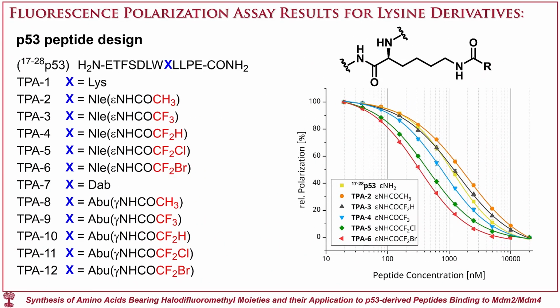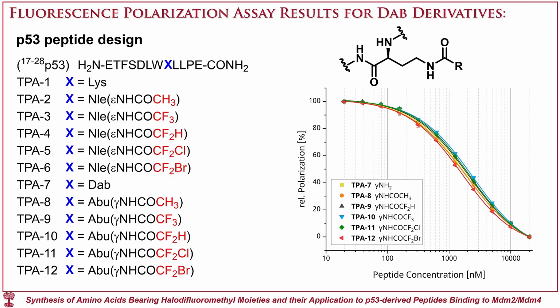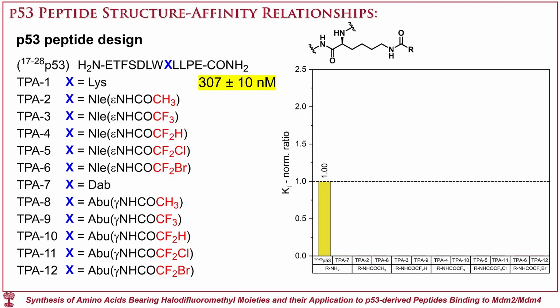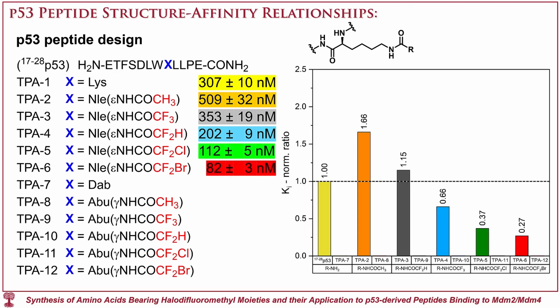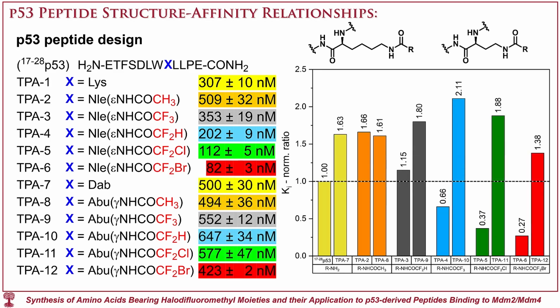Here you can see the results obtained for the lysine derivatives, here for the DAP derivatives. The affinity for lysine in position 24 is impaired by the acetylation. The trifluoroacetamide derivative shows some gain of affinity, followed by the difluoroacetamide, which improves the affinity beyond the level of the unmodified lysine. Chlorodifluoroacetamide and bromodifluoroacetamide show even stronger binding, providing first evidence that a halogen bond can be responsible for the effect. The DAP derivatives in comparison lack a similar trend and typically show weaker binding than their longer lysine-based counterparts. This suggests that the length and flexibility of the side chain in TPA6 is crucial for forming an attractive interaction.